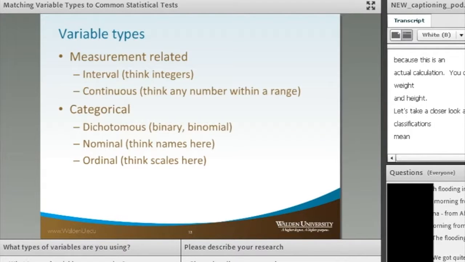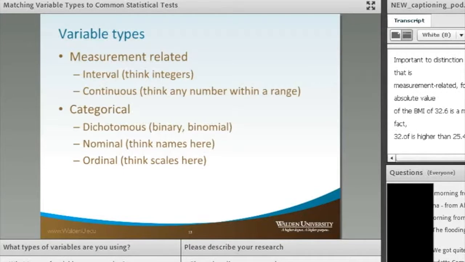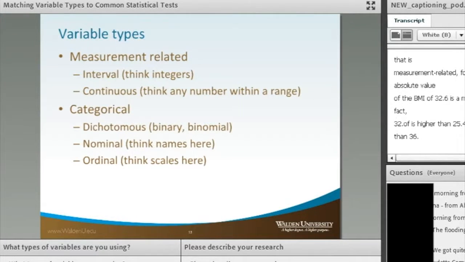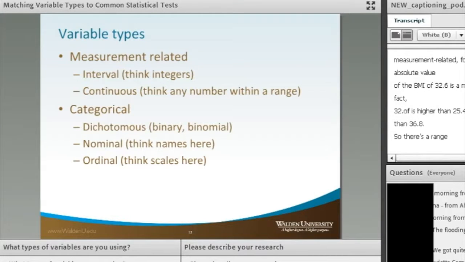You'll find that in many data sets used for statistics, all of the variables are related in numerical units. It's important, however, to distinguish between a variable that is measurement related. For example, the absolute value of the BMI of 32.6 is a measured value. In fact, 32.6 is higher than 25.4, and it's lower than 36.8. So there's a range, there's a value associated with that.